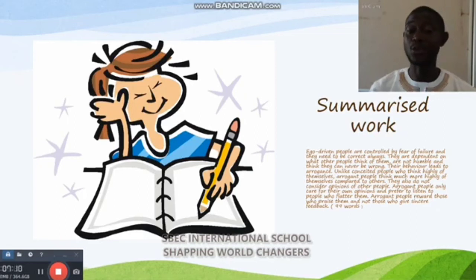So that is the summary of the very long passage you have seen there. And if you go by word count, you realize that we have 99 words in that particular summary. So it's a very brief one if you compare it to what we have there as the passage. So that is how a summary should look like. Very brief, to the point, and you use your own words as far as possible.